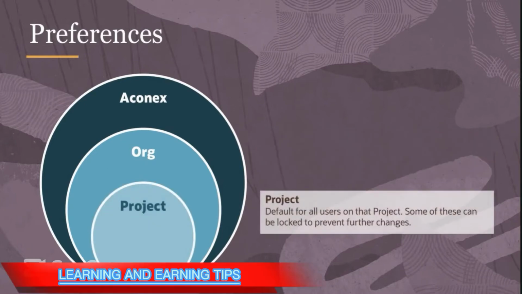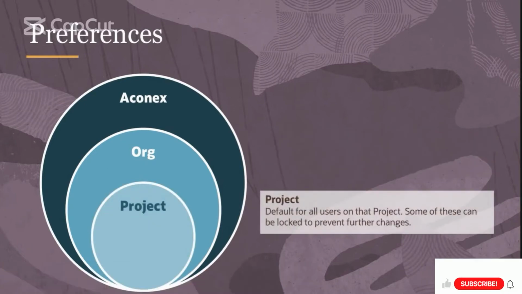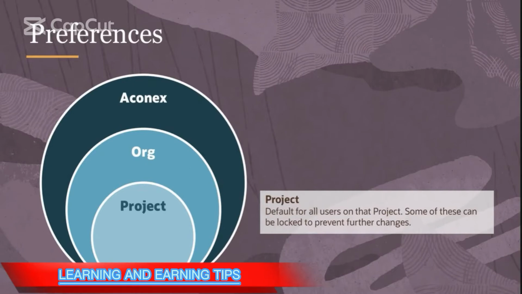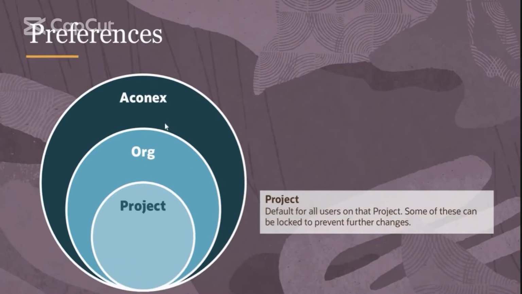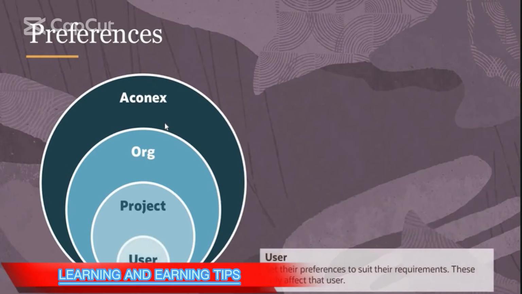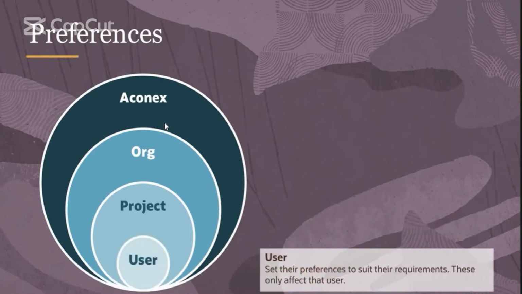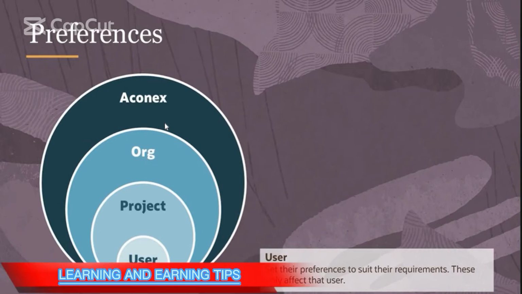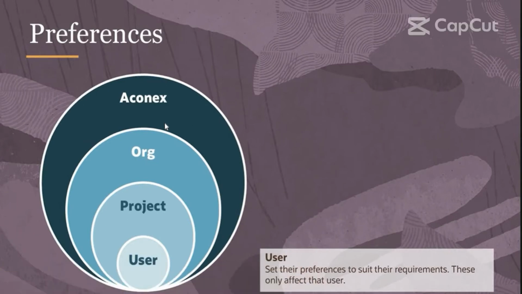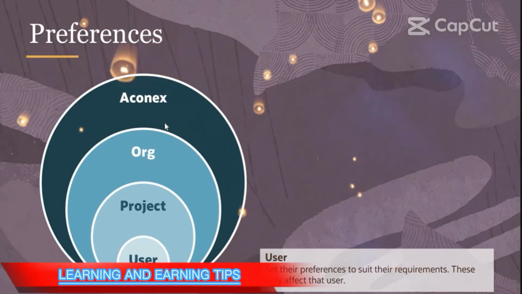Then we have project level preferences. Again, the defaults at this level filter down from the levels above, but you can change and override certain ones. And, as with the org preferences, you can lock certain ones to prevent changes at the user level below. Finally, we have the user level preferences. Anyone who has an Aconex account can change certain preferences that relate to just themselves, and we cover those in more detail in another video.